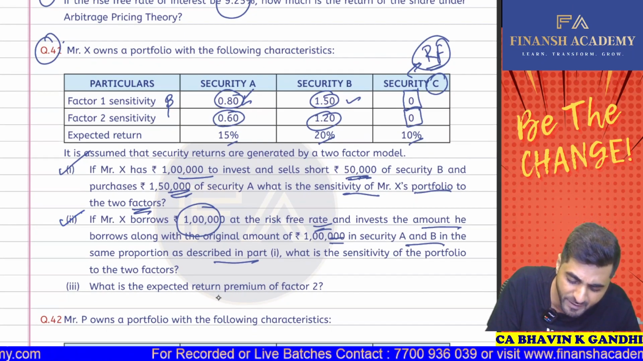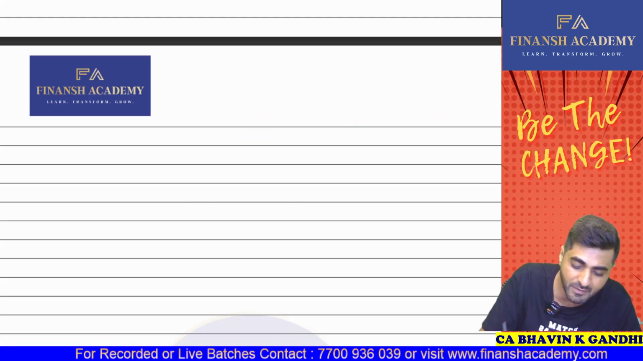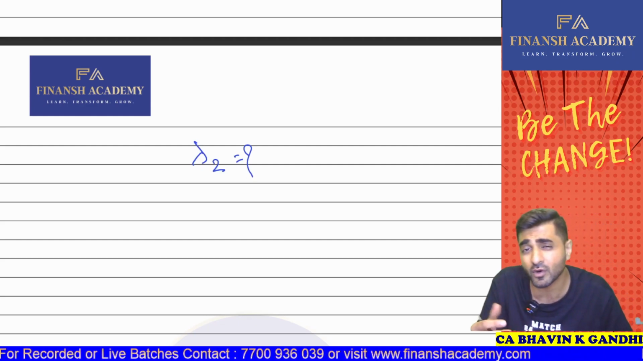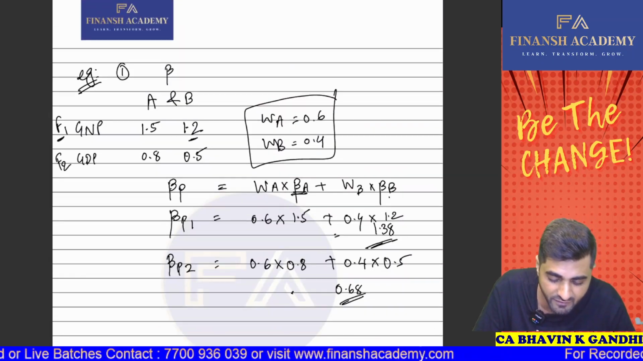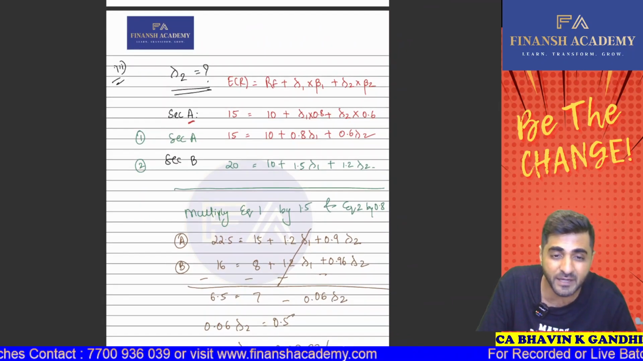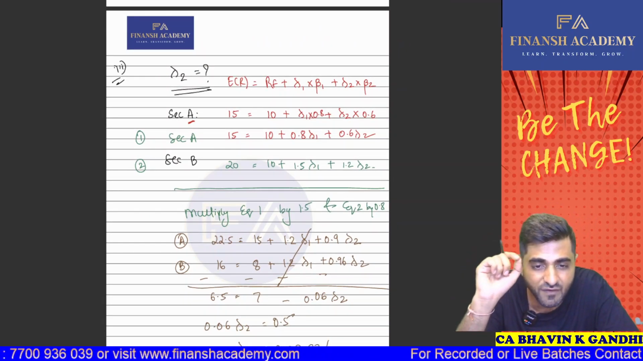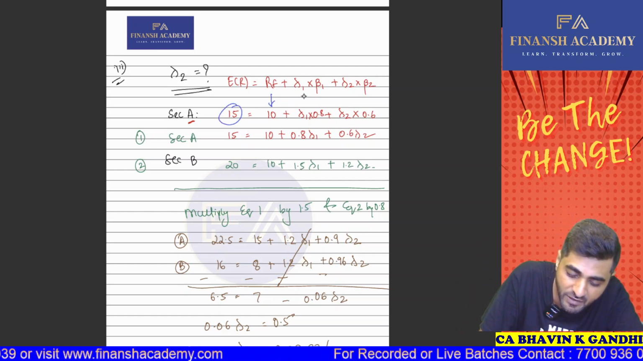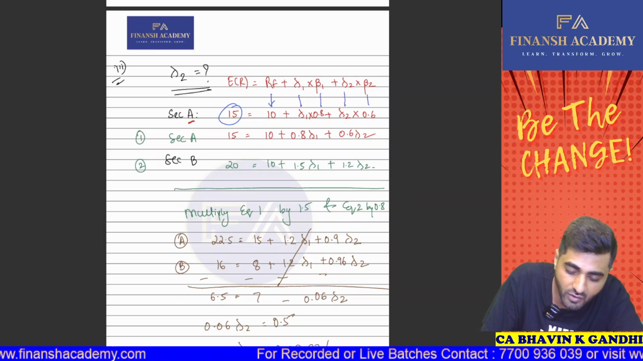And third, what is the expected return premium of factor 2? Now this expected return premium means we are required to calculate lambda 2, because they have told you what is for factor 2. So for this, my dear students, we will use one equation. See, what is the expected return which they have given to you? Expected return is 15% for security A, and that is RF plus lambda 1 into beta 1 plus lambda 2 into beta 2.